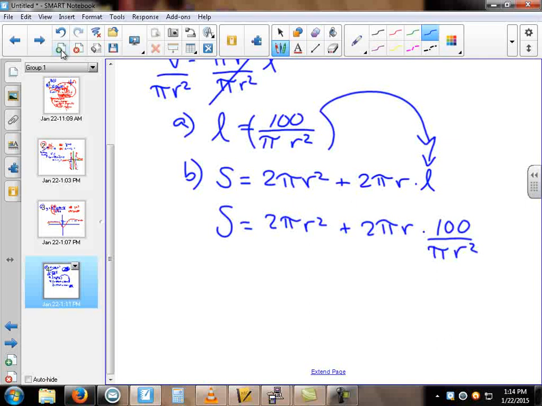Well, you'll notice a couple of things. Your pi's cancel, one of the r's cancels, and so our final equation for the surface area of the bail is 2 pi r squared plus 200 over r. So we now know we have an equation for that.